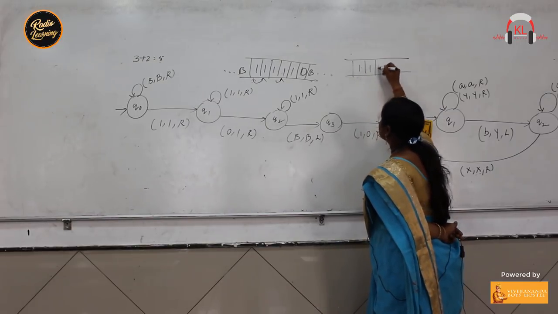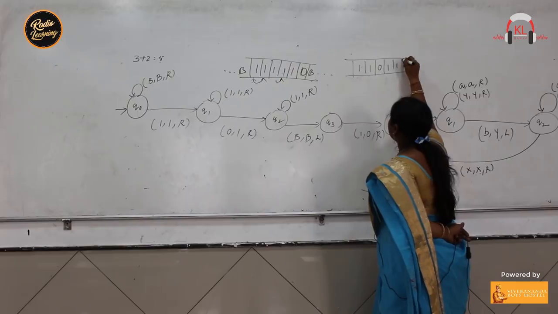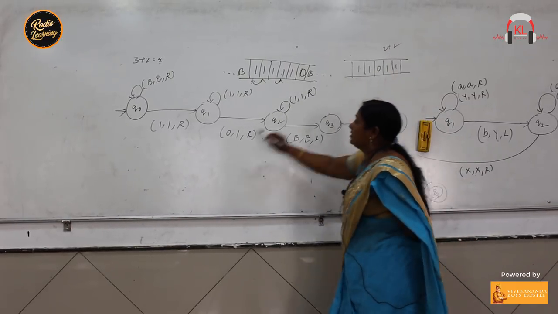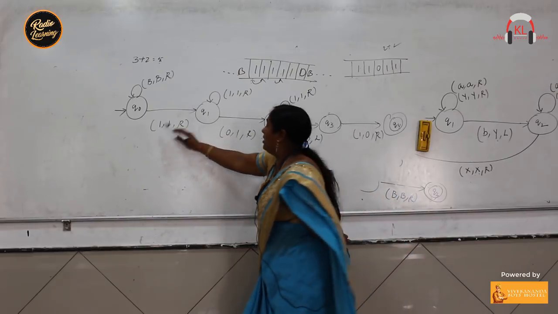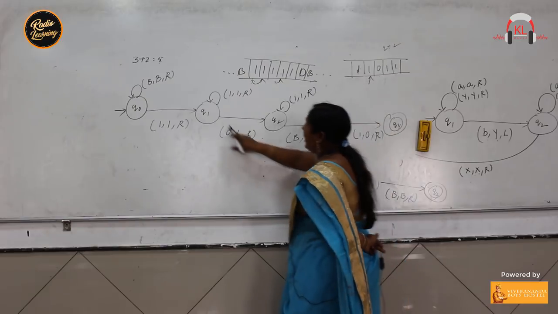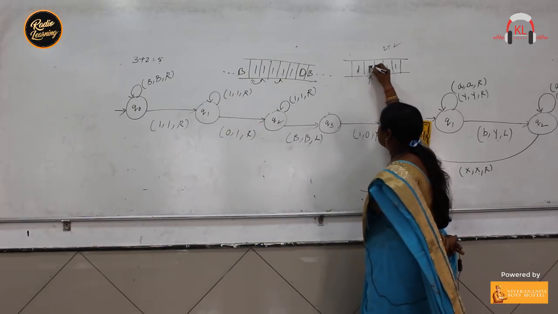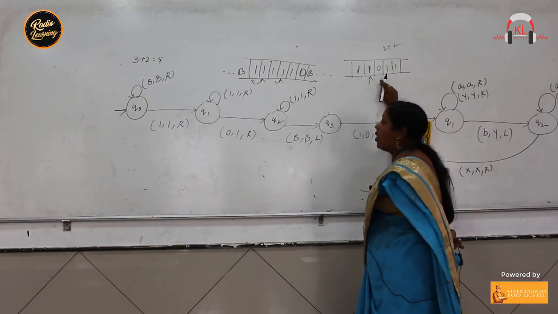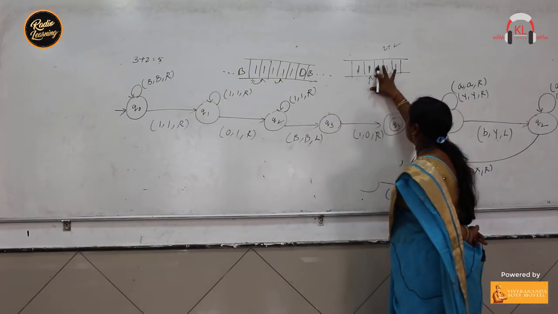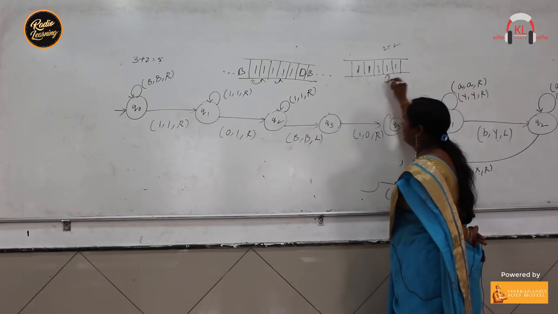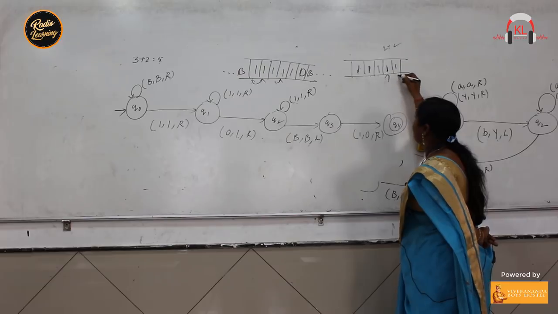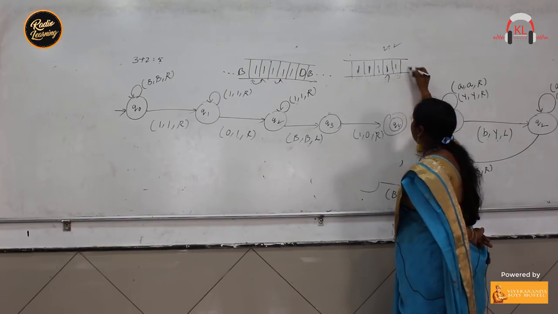I am taking 2 ones, 0, 2 ones. So I would like to add 2 plus 2. See my diagram. First I found 0, here I found 1. Whenever you found 1, I am keeping 1 as it is, move forward. Again I found 1, keep it as 1 as it is and move forward. Now I found 0. Whenever you found 0, what I am doing here, make this 0 as 1 and move forward. That's what I did. Again I found 1, make it as 1 as it is and move forward. Any number of 1s you are moving forward.